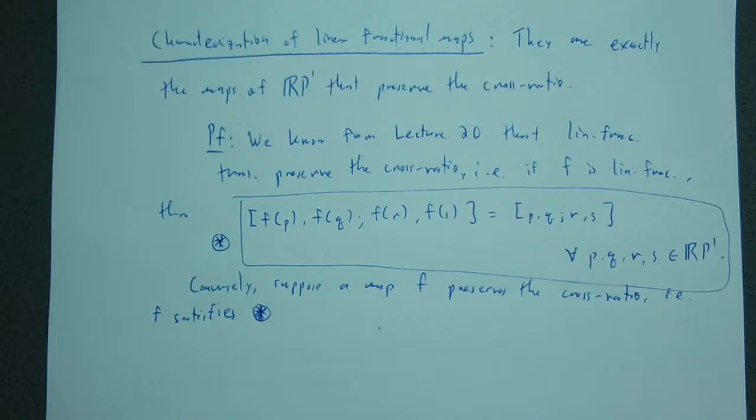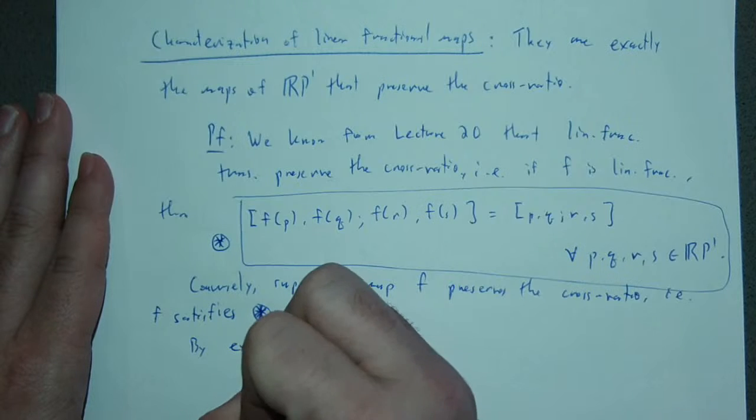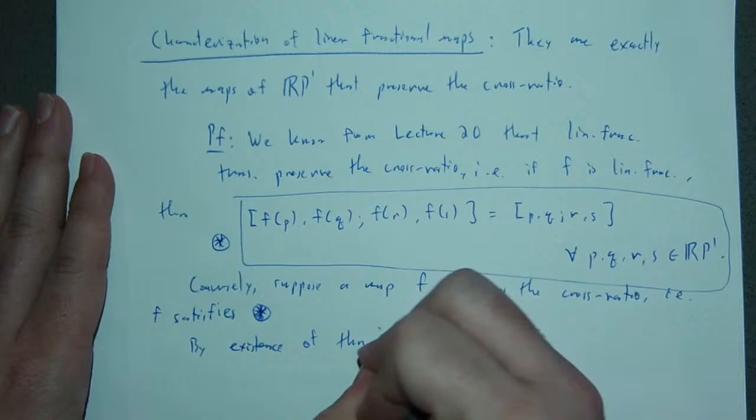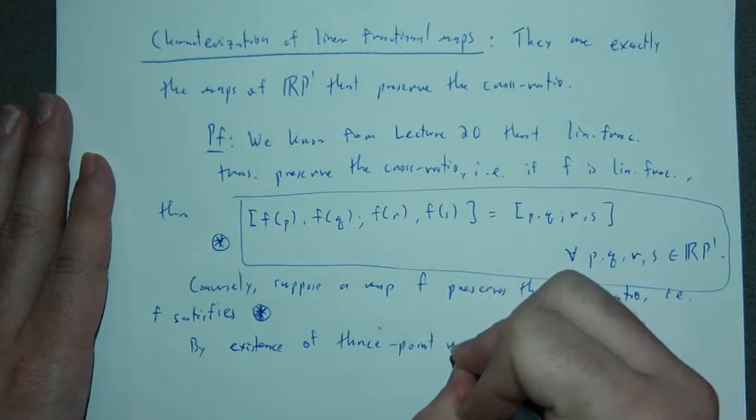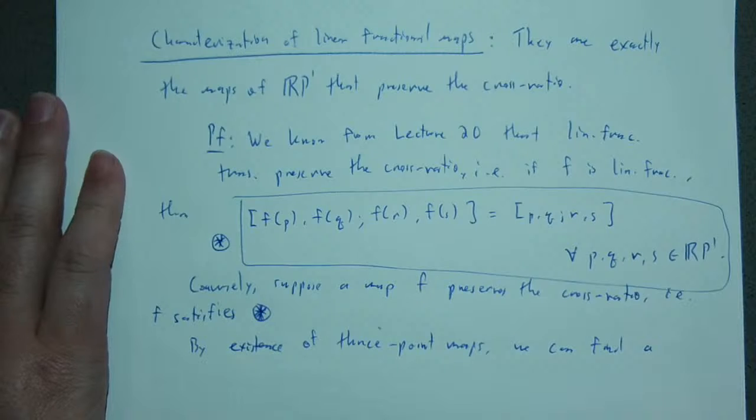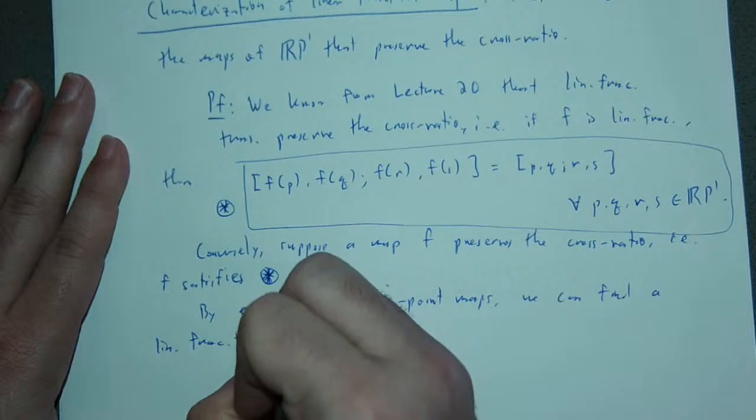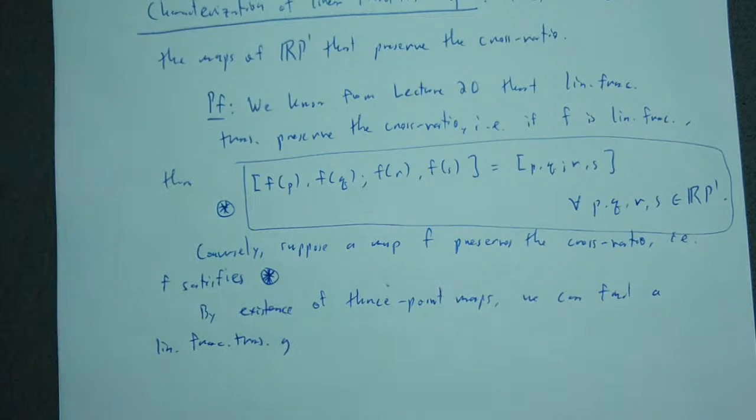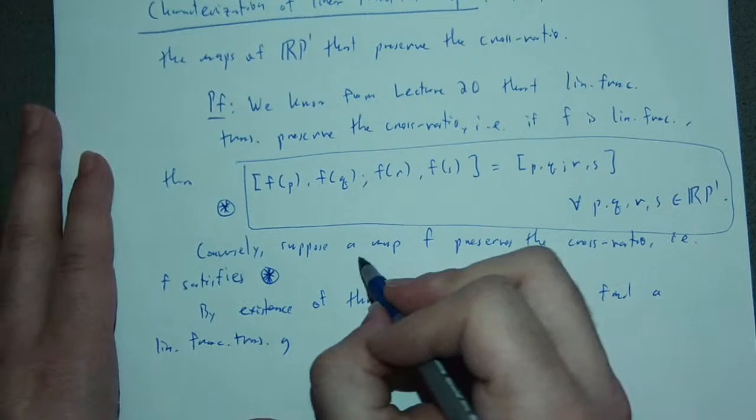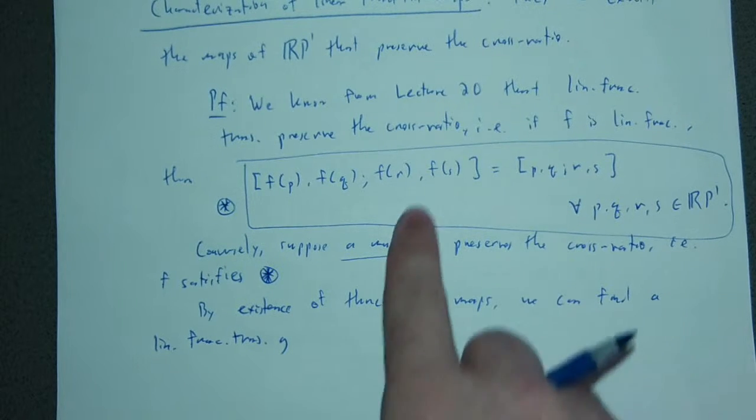Okay. Now, by the existence of 3-point maps, you can find a linear fractional transformation that agrees with f on, say, the first 3 points P, Q and R. So by existence of 3-point maps, we can find a linear fractional transformation G. So f is not a linear fractional transformation necessarily. It's just a map. So suppose a map f, not necessarily linear fractional. We want to show that it must be linear fractional if it satisfies star.